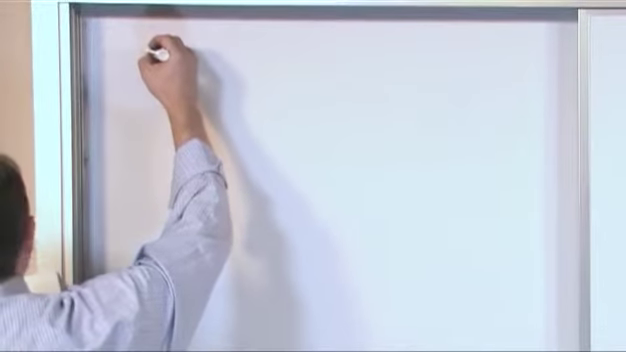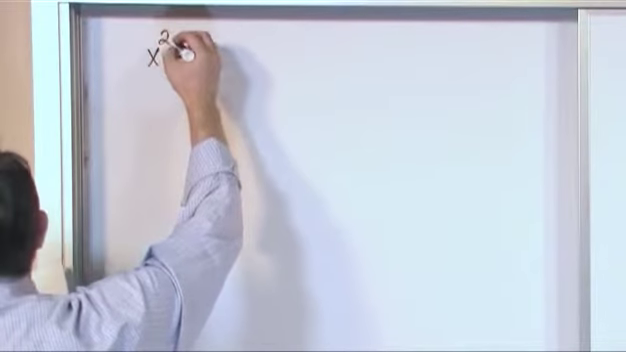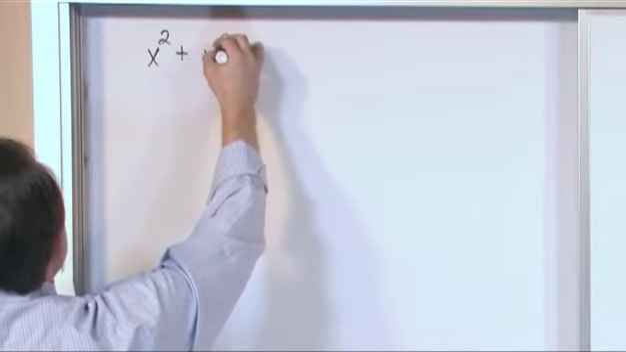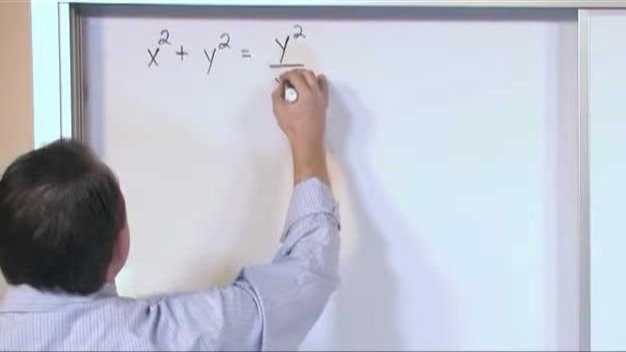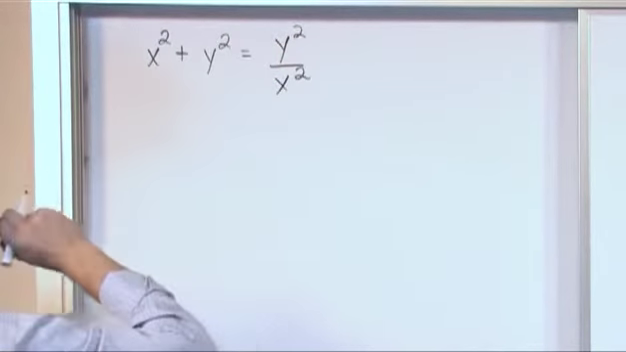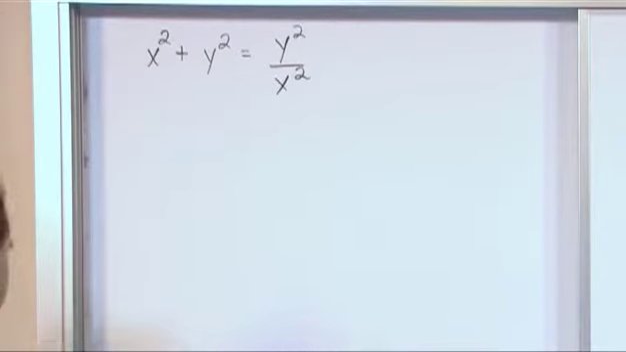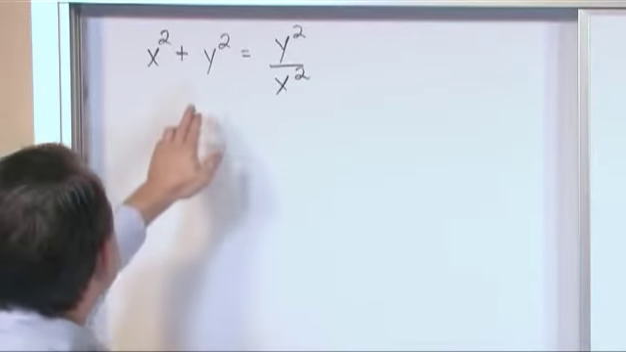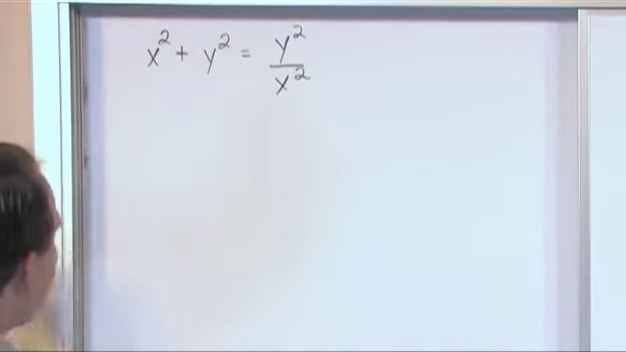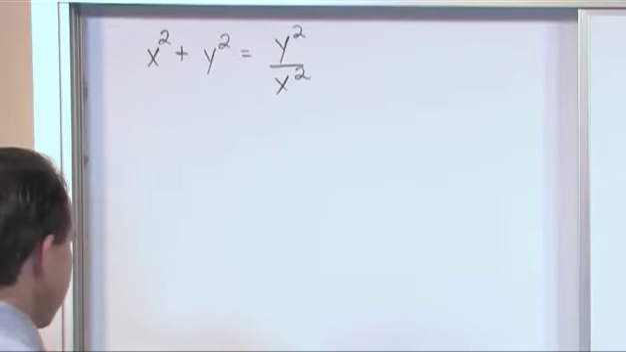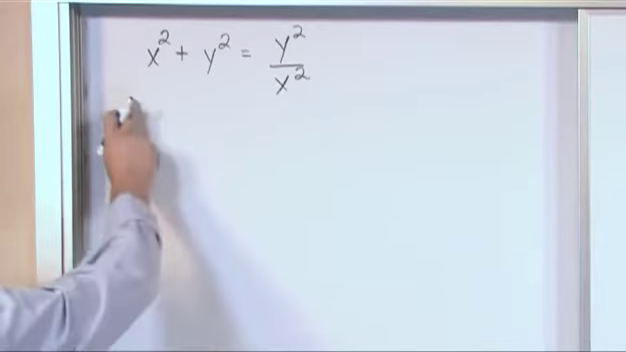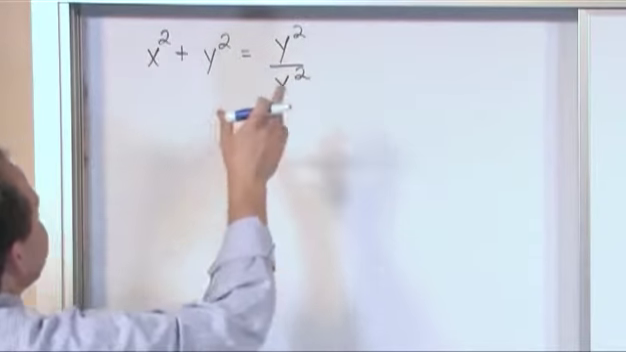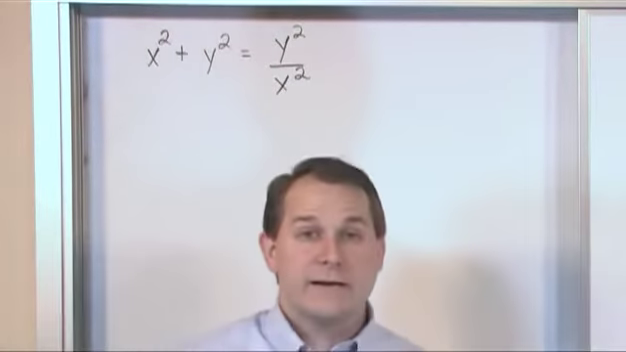What if you were given x squared plus y squared is equal to y squared over x squared? Now notice that this equation is not already solved for y. If it were already solved for y, you could just take derivatives in the normal manner. But since it's not, we have to use implicit differentiation. So what we're going to do is go left to right, taking derivatives of every term using the rules that we outlined in the last section.